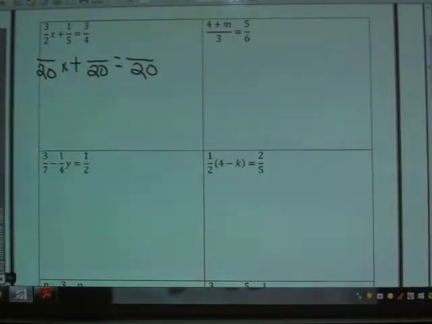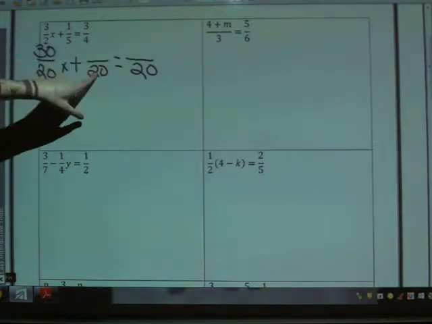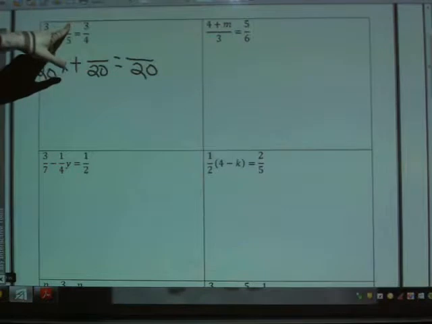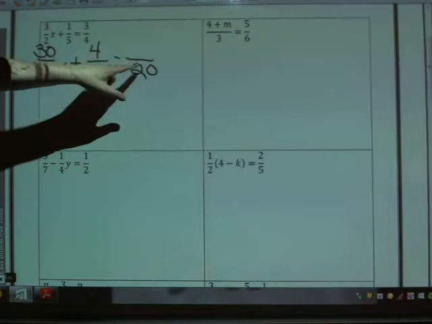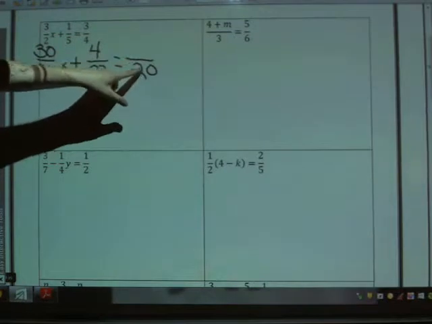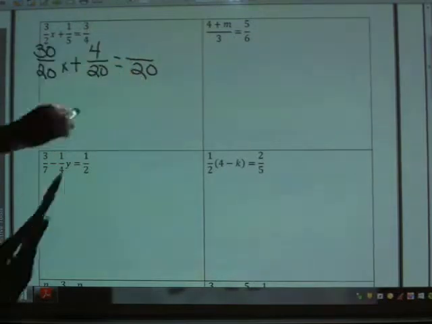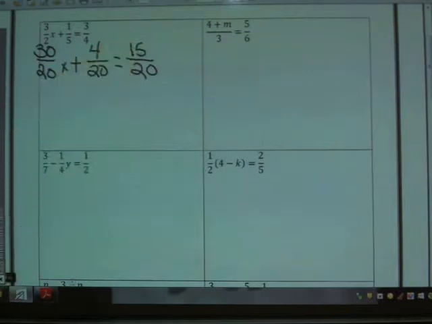Now remember, whatever multiplier we would have had to engage to make 20 happen is the same multiplier that will apply to the numerator. So for instance, in this first fraction, to change 2 into 20, we'd be multiplying by 10. So I'm going to multiply this by 10 as well, and that's going to give me 30. To change 5 into 20, we'd be multiplying by 4. So I multiply the top by 4 as well, and that's 4. To change 4 into 20, we'd be multiplying by 5. So I'm going to multiply the top by 5 as well, and that's 15.